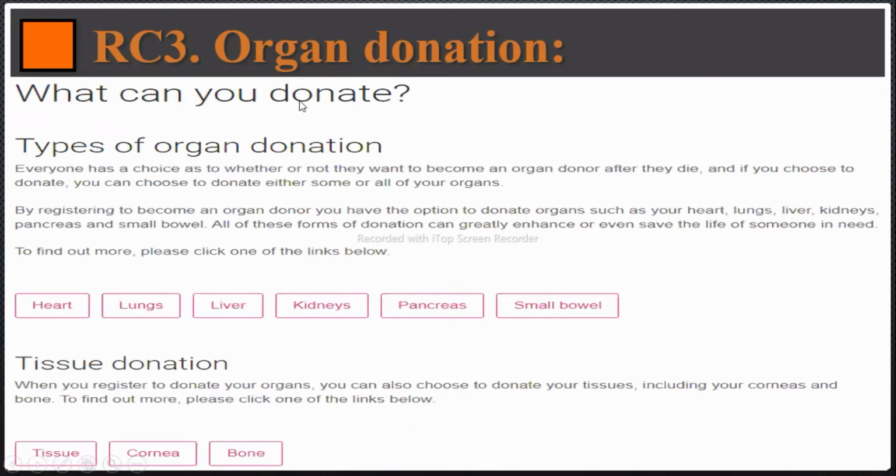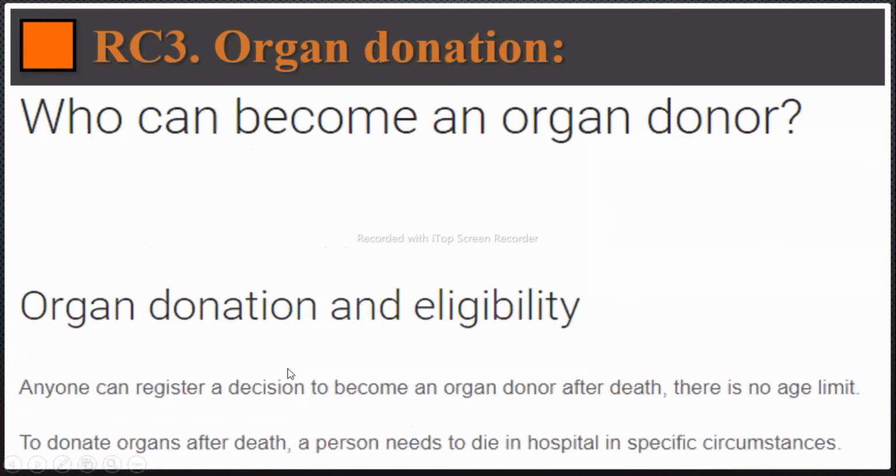So what can you donate? Types of organ donation: heart, lungs, liver, kidneys, pancreas, small bowel. We are talking about organs. And tissue donation: cornea, bone, okay? Who can become an organ donor? So organ donation and eligibility. Anyone can register a decision to become an organ donor after death. There is no age limit, okay? So all ages. To donate organs after death, the person needs to die in hospital in specific circumstances.